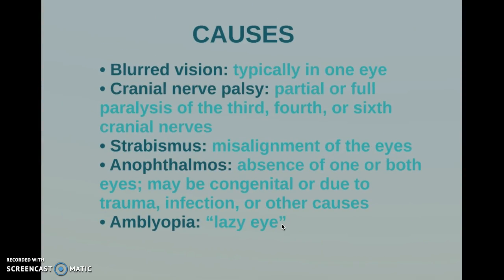Okay, the causes of poor depth perception are blurred vision, typically in one eye, and a lot of the time if you have a great difference between one eye and the other, you're going to have some depth perception issues. Cranial nerve palsy, which is partial or full paralysis of the third, fourth, or sixth cranial nerves. Strabismus, which is misalignment of the eyes. Anophthalmos, which is the absence of one or both eyes. It may be congenital or due to trauma, infection, or other causes. And amblyopia, which is lazy eye.